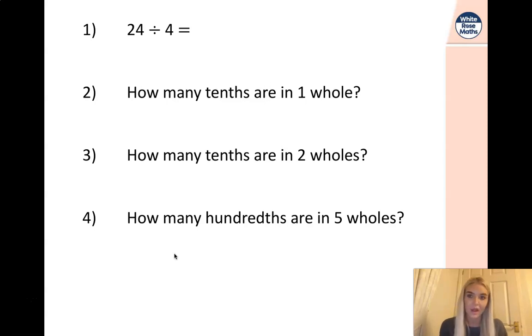Okay, so 24 divided by 4. You are working out how many 4s there are in the number 24. There are 6. How many tenths are in one whole?